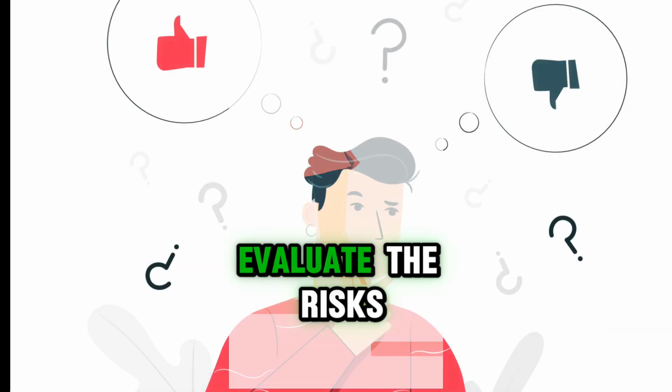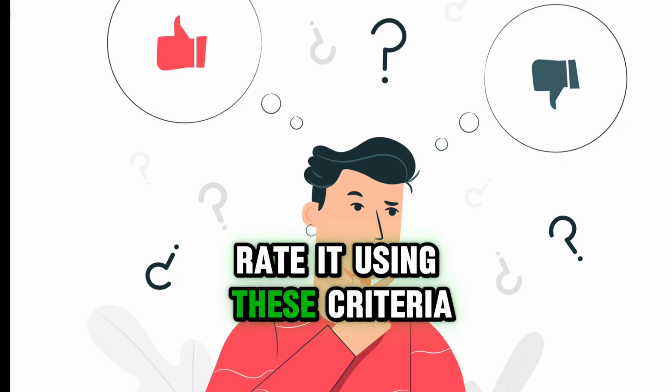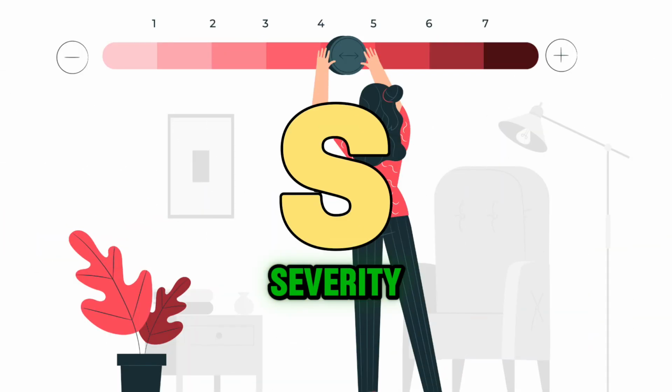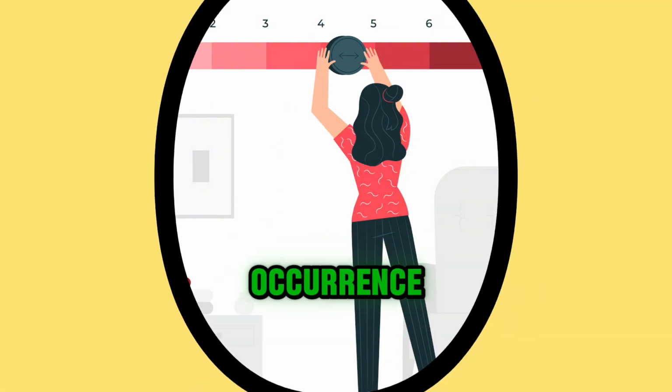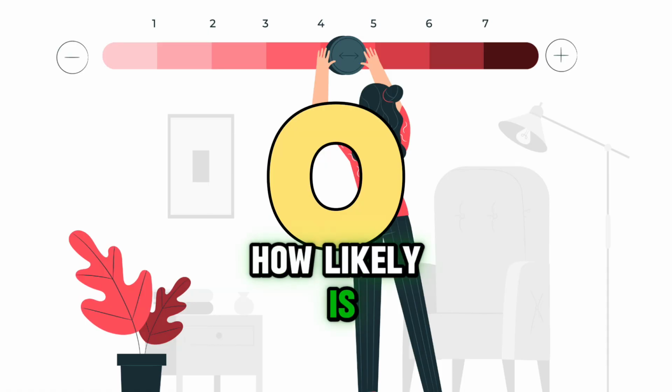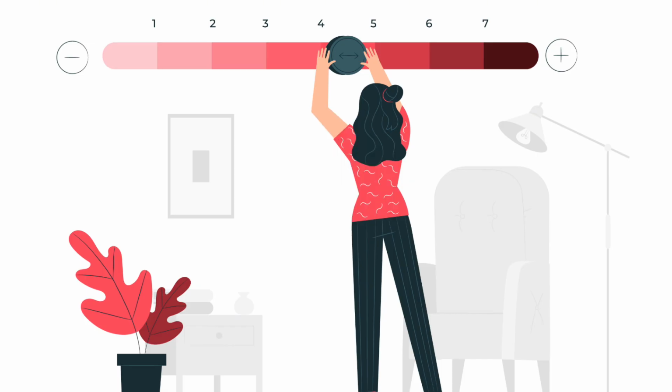Second, evaluate the risks. For each failure mode, rate it using these criteria: severity, or S. How serious is the impact if this failure occurs? Occurrence, or O. How likely is this failure to happen? Detection, or D. How easy is it to detect before it causes an issue?